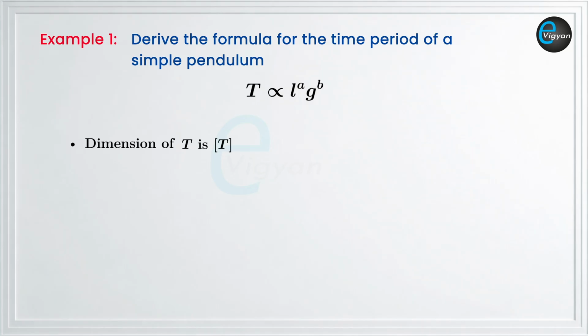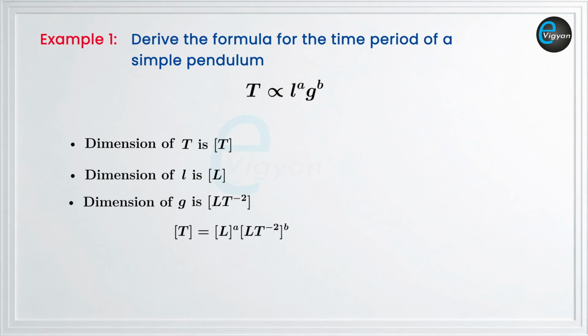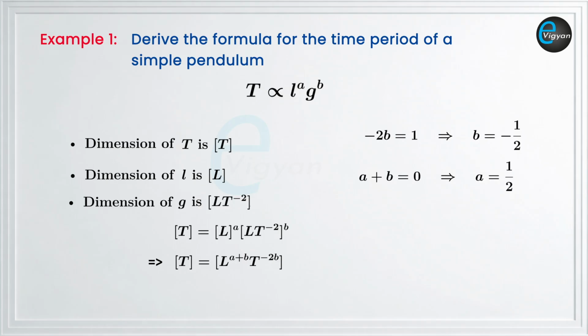Dimension of T is T, L is L, and dimension of g is LT^-2 because g is acceleration here. So we write T equal to L^a times (LT^-2)^b, which becomes T equal to L^(a+b) times T^(-2b). Now we compare powers. For time, -2b equal to 1, so b equal to -1/2. For length, a plus b equal to 0 because there is no length on the left hand side, so a equal to 1/2. Therefore T is proportional to under root L upon g.